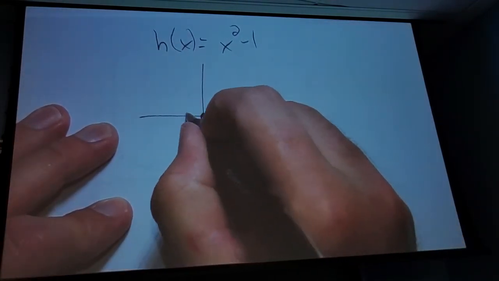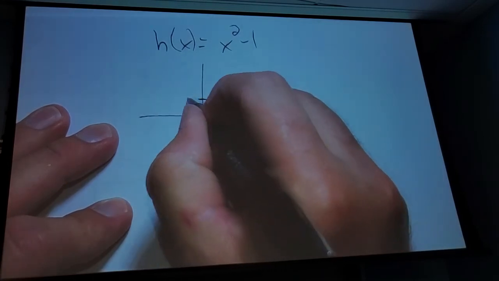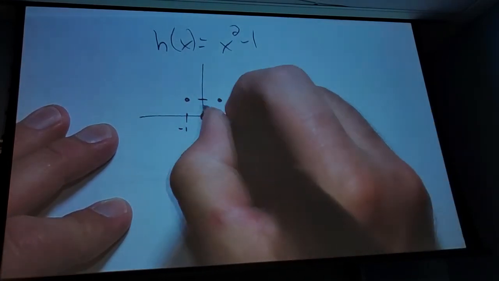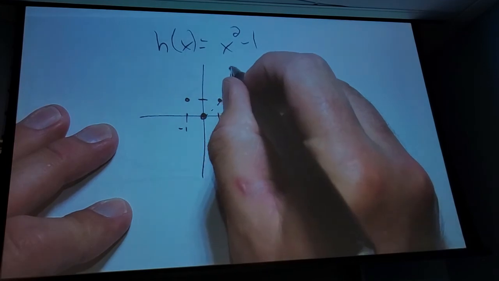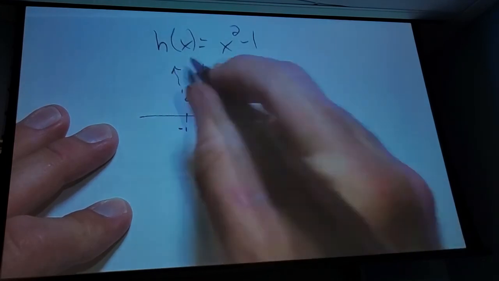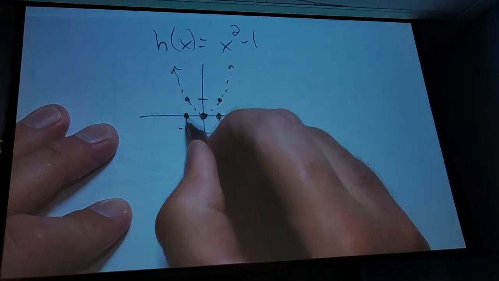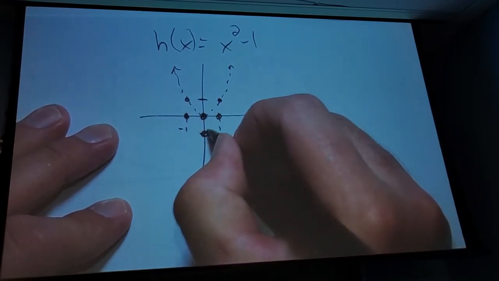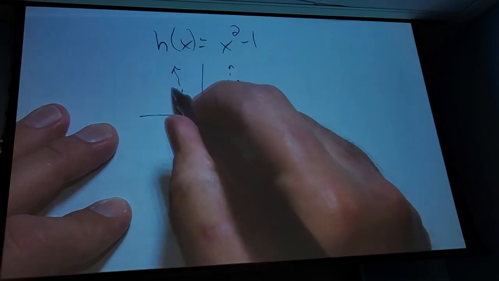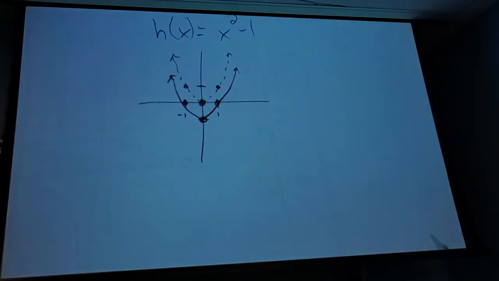So it goes through 0, 0, negative 1, 1, 1, 1. So it's a curvy dude, right? This would just push every point down 1. Down 1, down 1, down 1. So here's where it is. And you can see visually why this thing doesn't have an inverse. It doesn't pass the horizontal line test.